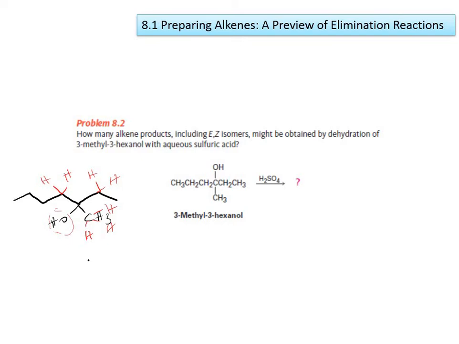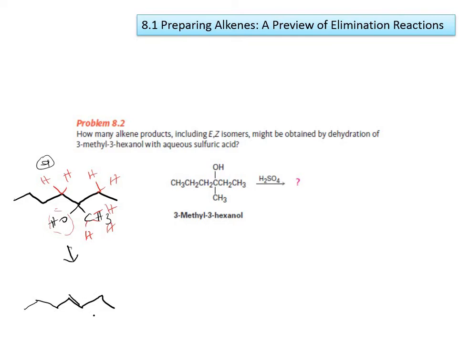So let's say we are going to lose this position, I'm going to call A position, this carbon. If we lose a hydrogen from this carbon and hydroxide from this carbon, the carbon-carbon double bond will be here. So let's just draw the structure: 1, 2, 3, 4, 5, 6, and the double bond will be here, right? So let's specify here. That's the double bond.